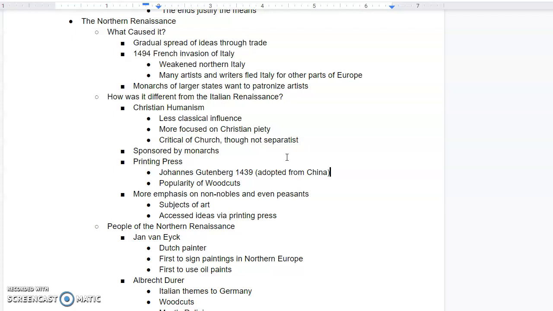and opens reading and writing to so many more people, whereas it had previously been that a single book might cost more than a poor person might ever make in their whole life. They would never be able to afford a book. They were priceless virtually. And so that's a dramatic change. And you also see the popularity of woodcuts.